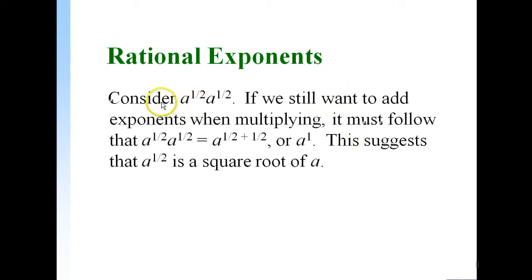So we are going to multiply a to the 1/2 power times a to the 1/2 power. Now that's going to give us, when we add 1/2 and 1/2, we get a to the 1st power. So this suggests, believe it or not, that a to the 1/2 is actually the square root of a. And let me show you how that works.